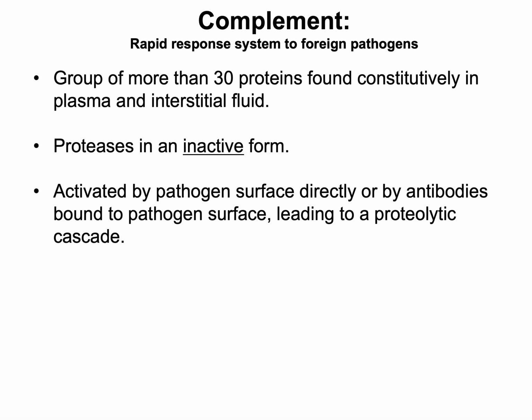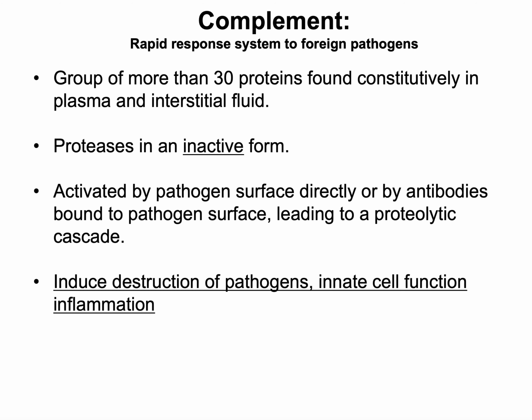They can become activated when they are exposed to a pathogen surface directly, or if they are exposed to a pathogen surface that is bound by antibodies. And when complement becomes activated, this leads to a proteolytic cascade that induces destruction of pathogens, innate cell function, and inflammation.